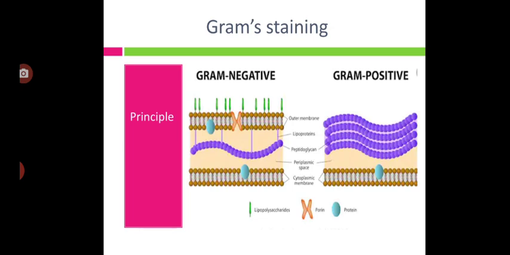So this is the reason why gram-negative bacteria appear red or pink in color and gram-positive bacteria appear violet in color. Okay, so this is the principle of gram staining.